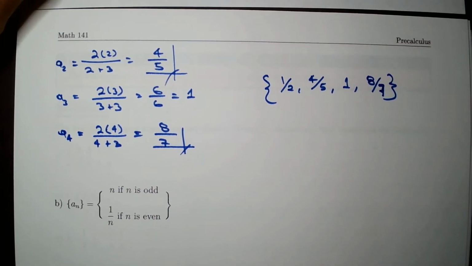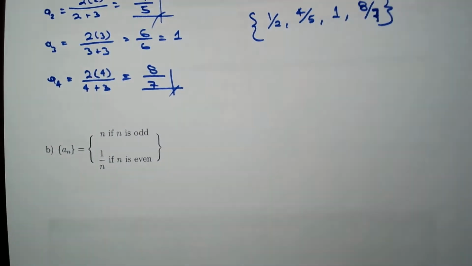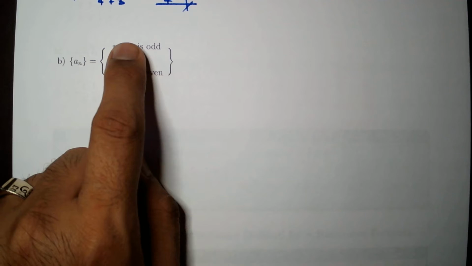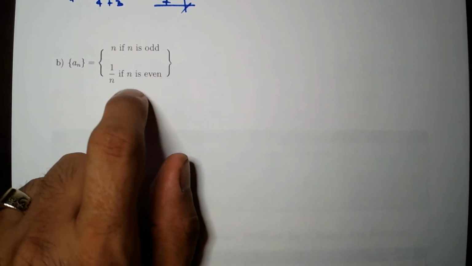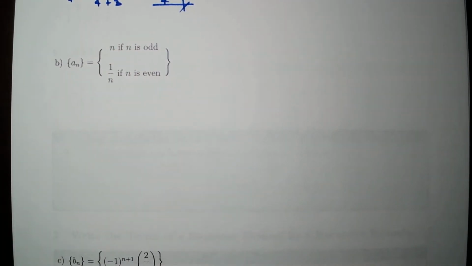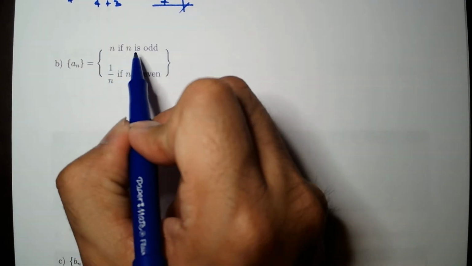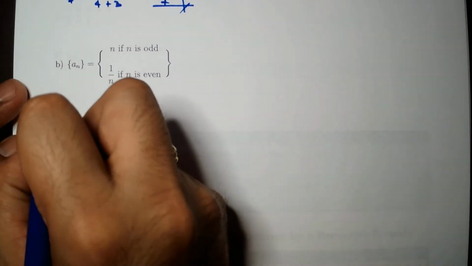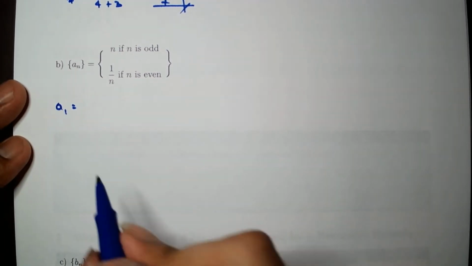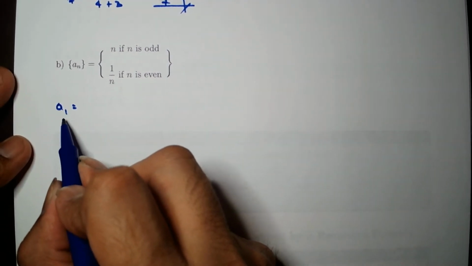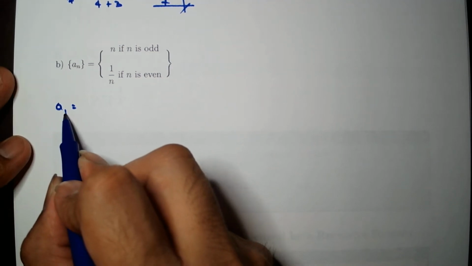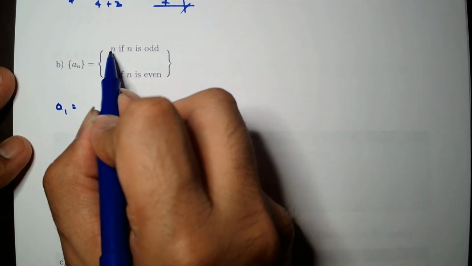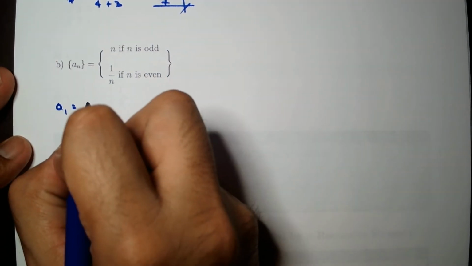Okay, let's look at another example. Some sequences can be defined in a strange way. It's not going to be just one expression, but more like piecewise functions, like in this case: n if n is odd and 1/n if n is even. So for example, a sub 1. Because the first term, the number 1, is an odd number, we're going to plug in 1 wherever we see n. So that's simply 1.